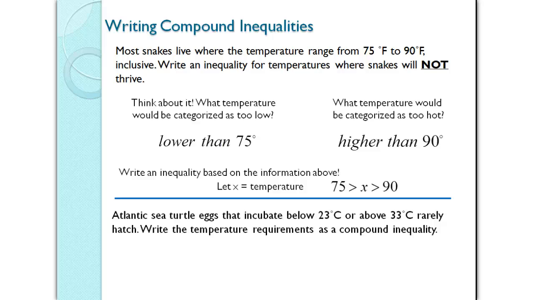So we need to figure out, well, what does the temperature need to be for them to hatch? Well, it needs to be at least above 23, but below 33. So let's start by letting x equal the temperature. Once again, the temperature has to be above 23 degrees, but lower than 33 degrees. So as long as x is less than 33 and greater than 23, they will hatch. So that is our inequality.